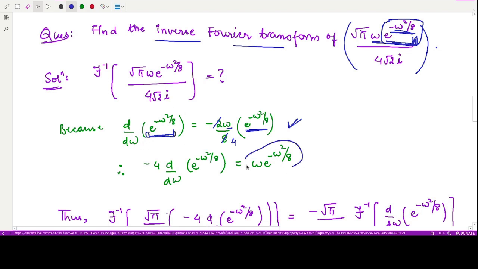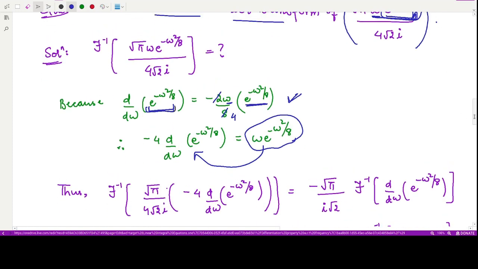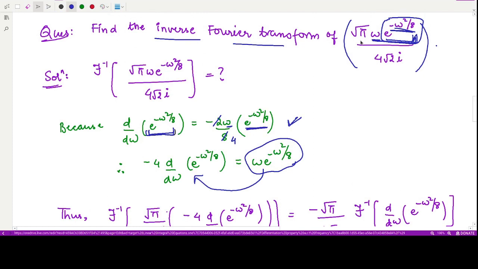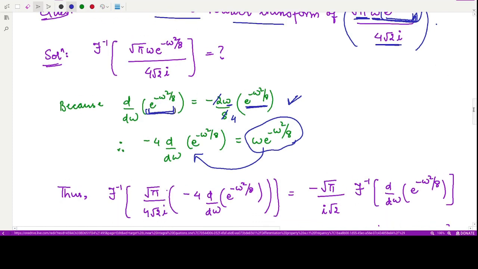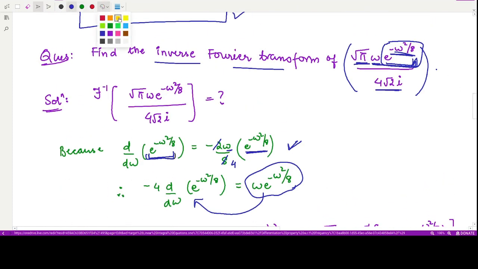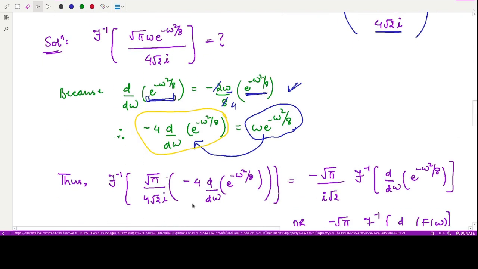So I have separated out this term, and I am substituting the value of this over here in the given function. So that means your function now becomes minus pi as such, 4 root 2 pi as such, and then e to the power minus omega square by 8 in place of all of this. So in place of this term, I am now substituting this term, right? So it becomes this. From here you see this 4 and 4 cancel out, so we have this thing.